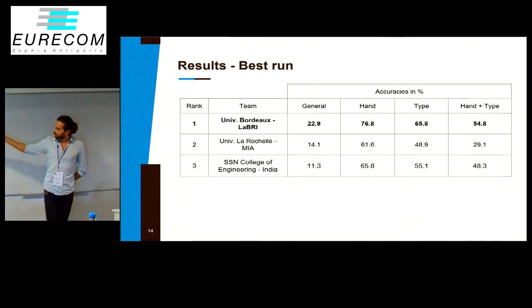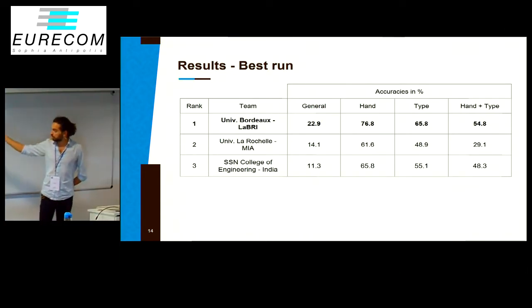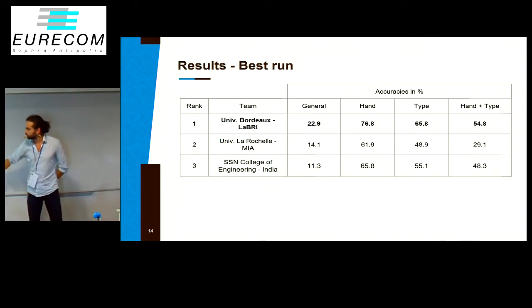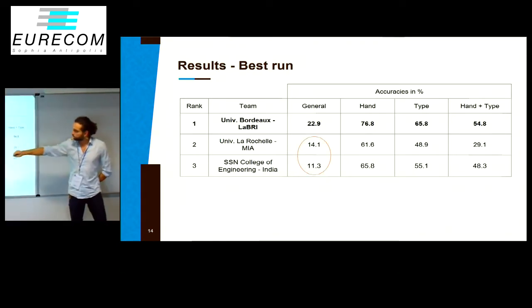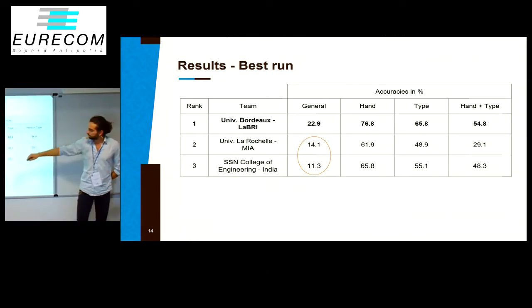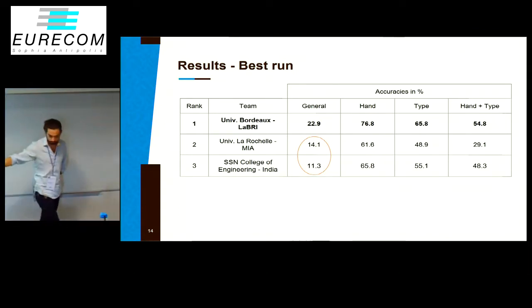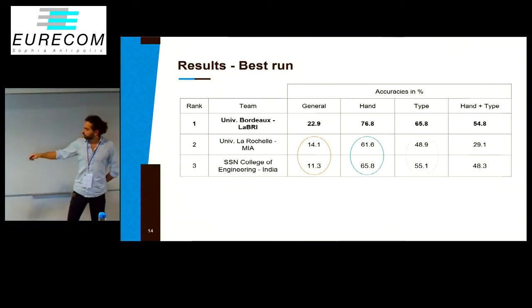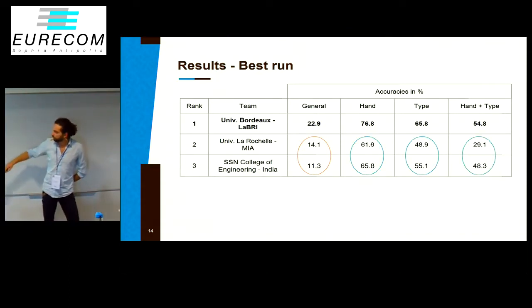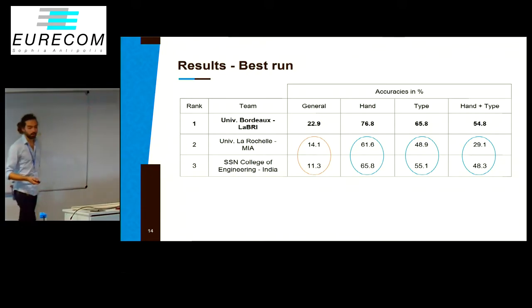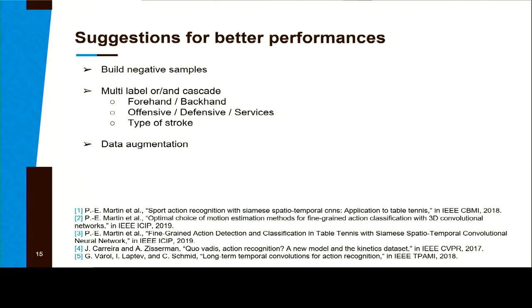And about the hand, we have 76, which is a bit surprising because the hand should be easier, and 75 and 54. And which is funny also, for the other teams, maybe the University of La Rochelle performed better than the people from India. But then if we look at the hand type and hand plus type groups, they perform better than the University of La Rochelle. So it means that they still learned something which was meaningful for the dataset.